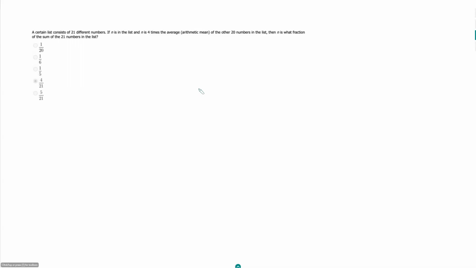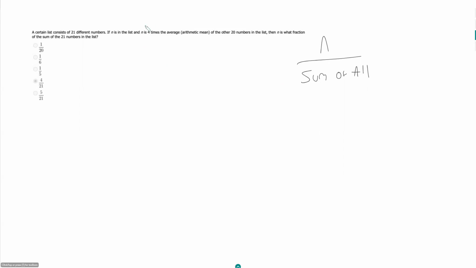A certain list consists of 21 different numbers. If n is in the list and n is 4 times the average of the other 20 numbers in the list, then n is what fraction of the sum of the 21 numbers in the list? So we are looking for n all over the sum of the entire list. So not the sum of the other numbers in the list, but the sum of all numbers in the list.